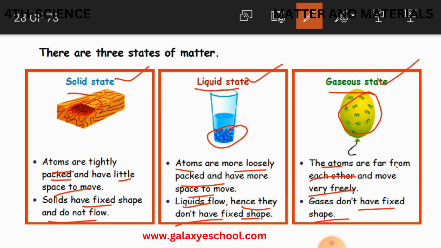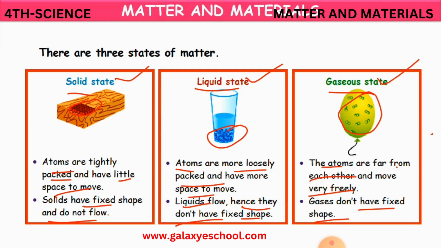Hope you have understood whatever we have discussed. We have learnt that whatever we see around us is made up of matter, which occupies space and has weight. Matter is made up of atoms and molecules. And there are three states of matter: solid, liquid and gaseous. Clear? Hope you have understood this, children.